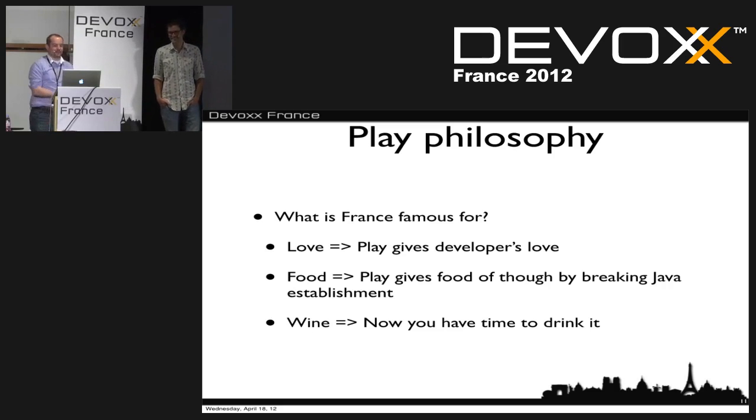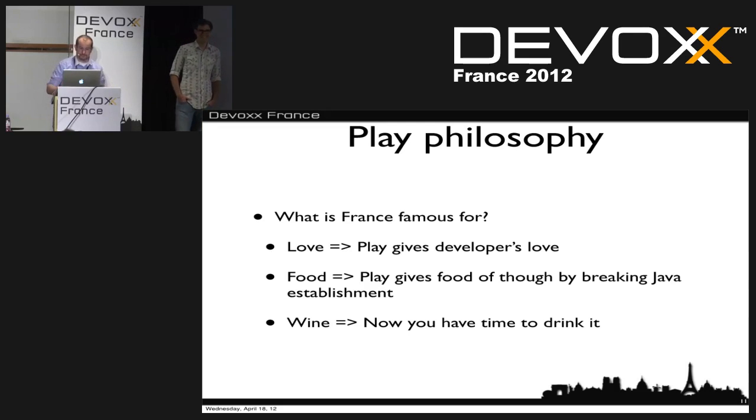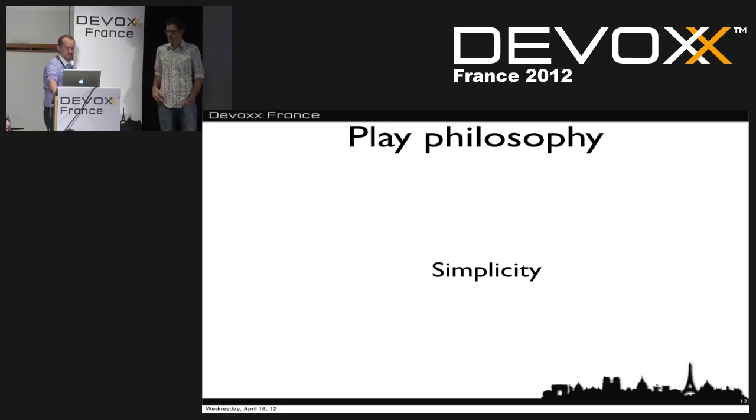Anyway, so what is France famous for? Love. Yeah. That's good, because what Play gives developers is love. I feel loved by Play. Yeah. It loves me. So you're not alone anymore. You have your little Play. Yeah. Food. Yeah, and Play gives you food for thought because it breaks all the Java convention and establishment. No servlet API, nothing. So you're like, oh, food, yeah. And France is famous for wine. Wine. So we couldn't find anything except that now you will have time to drink it and enjoy it. That's good. We can drink more wine. Yeah. Thanks, Play. Thank you.